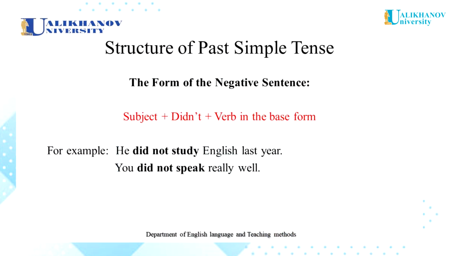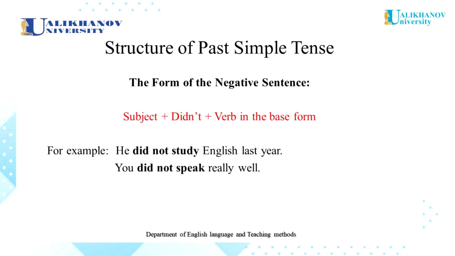So look at the form of the negative sentence. Subject plus did not plus verb in the base form. To make a negative sentence, you must use the auxiliary verb did and the negative particle not after the subject of the sentence. After did not, you must use the base form of the verb. For example, he did not live in England last year.